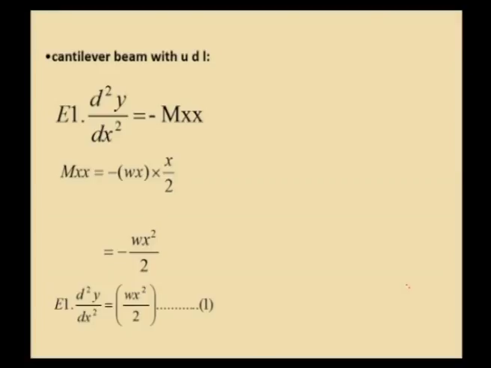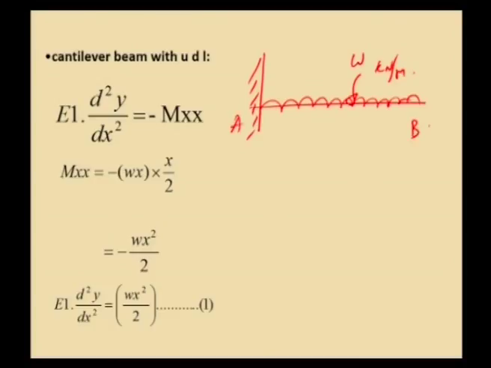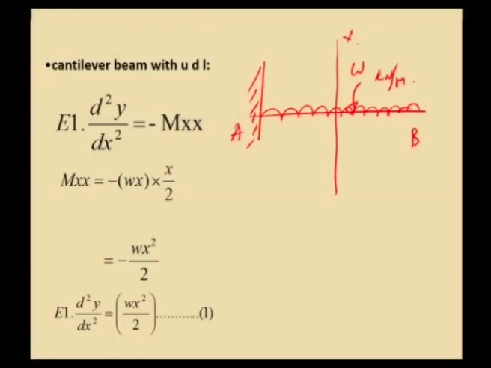The next case is a cantilever beam with uniformly distributed load. So, let us take a cantilever beam with uniformly distributed load over the entire length, say W kilonewton per meter. Again fixed end is A, free end is B. So, the beam bending equation is E I d squared y by dx squared equal to minus M x x. So, we need to obtain bending moment at x x. So, let us consider a section x x at x distance from the free end.